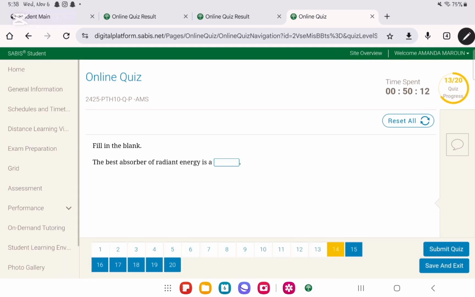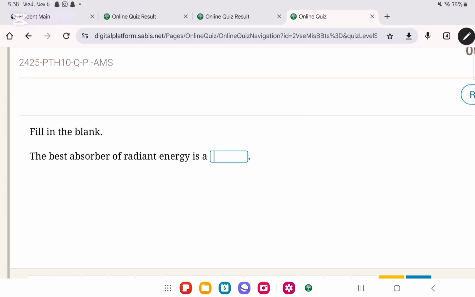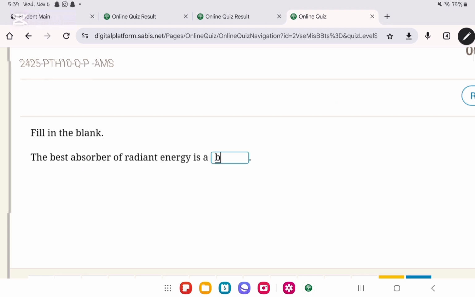We proceed to question number 14. How many times did I say the best absorber of radiant energy is the best radiator? But don't write this, this is a different question. What is a good radiator? It's something that absorbs all colors or all the light. And what absorbs all the light? It is the black bodies. Remember, black bodies absorb all the light, so they are the best absorber, so definitely they are the best radiators. So our answer over here is black body.